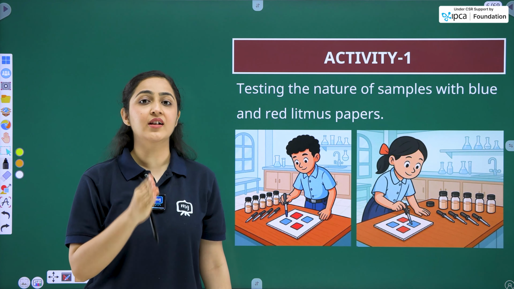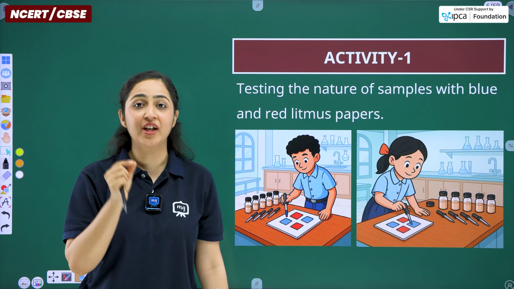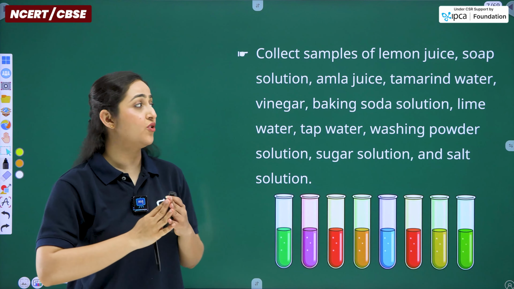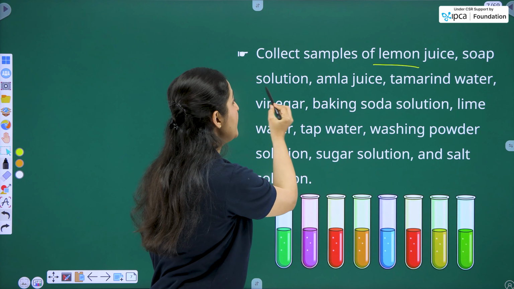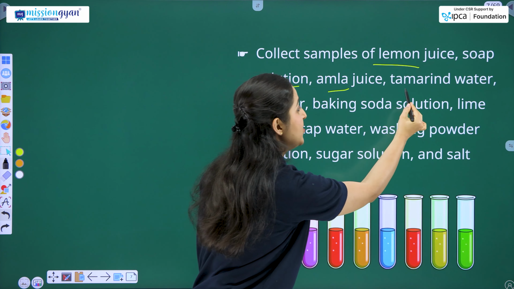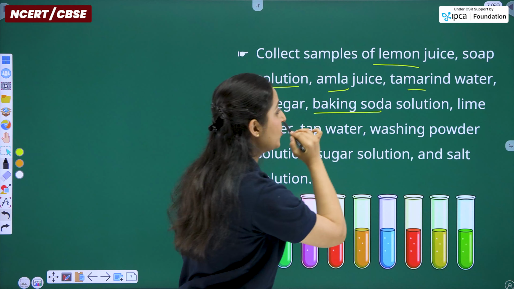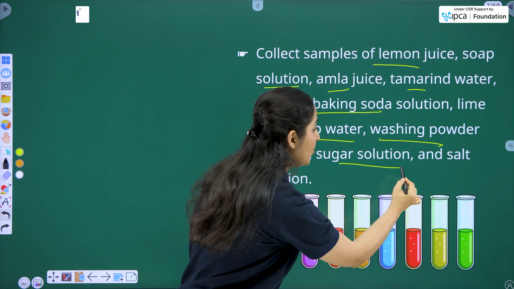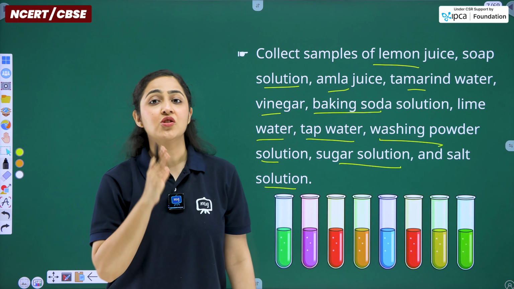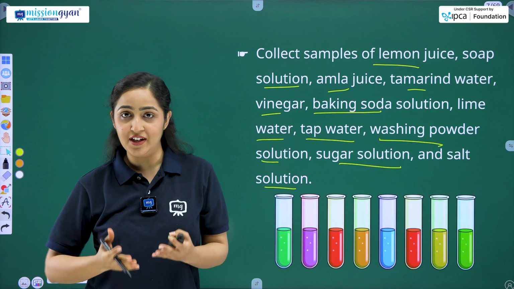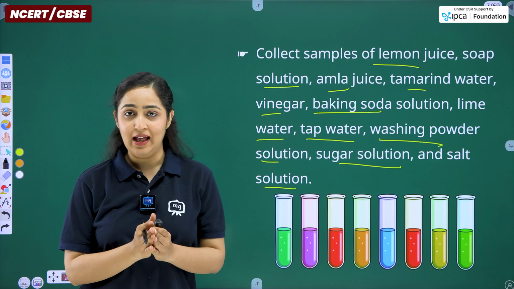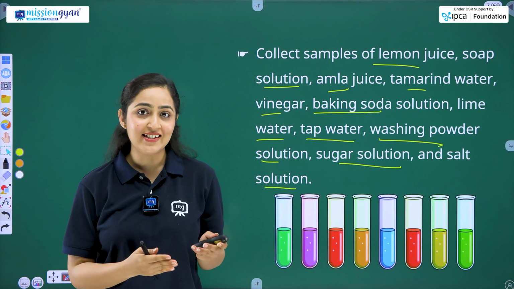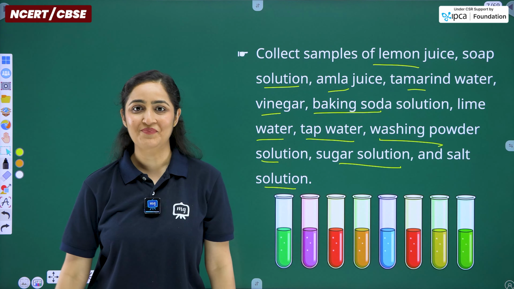So we have to check whether the color of red or blue litmus paper changes in contact with these samples. What are those samples, students, which we have to collect? Just see, these are lemon juice, soap solution, then we have amla juice, tamarind water, vinegar, baking soda solution, lime water, tap water, washing powder solution, sugar solution and salt solution. All these solutions are mostly available at your home, so we can easily get these samples, students. Now let's enter our curiosity lab and test these samples with the litmus papers.